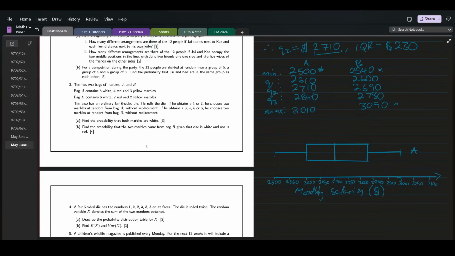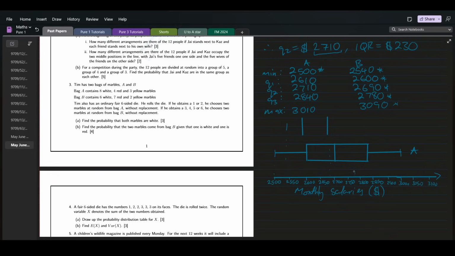So we're starting at 2540. 2540 would be somewhere here, so that would be there. And then we're going to 2600. 2600 is over here, 2600, and then we're moving on to 2690. 2690 should be somewhere here, that, and then we've got 2780.